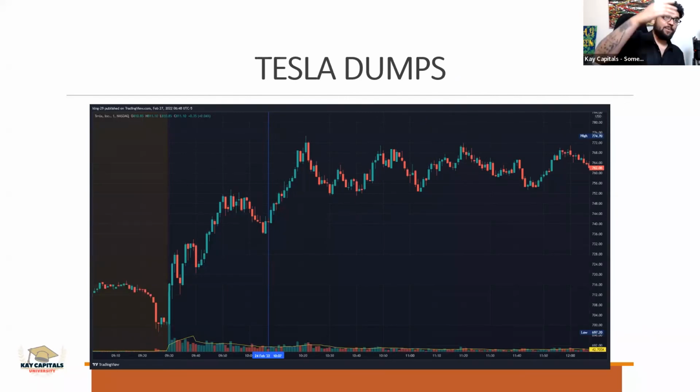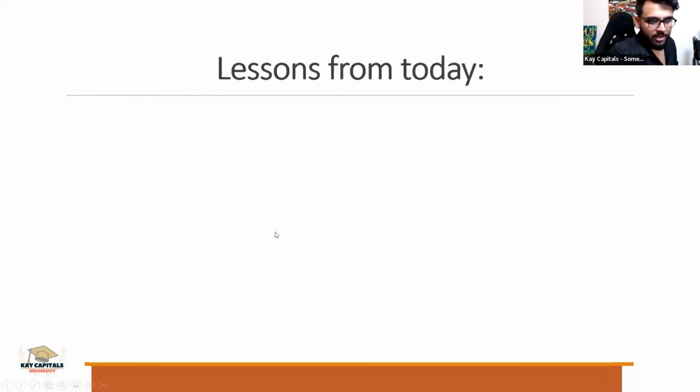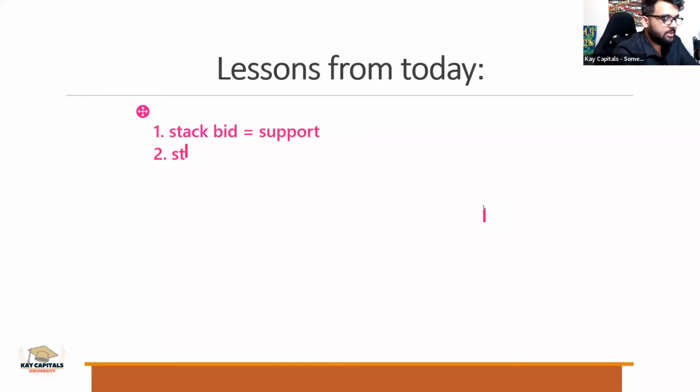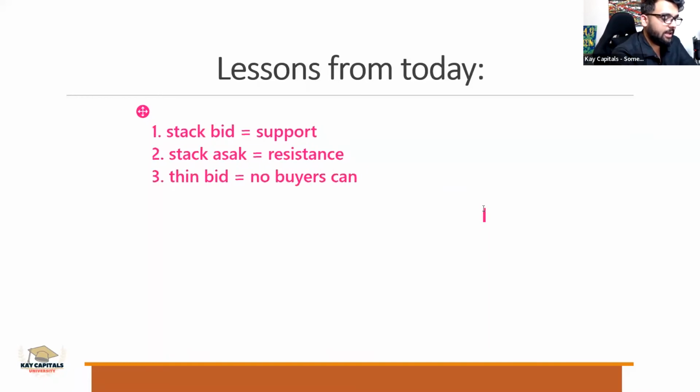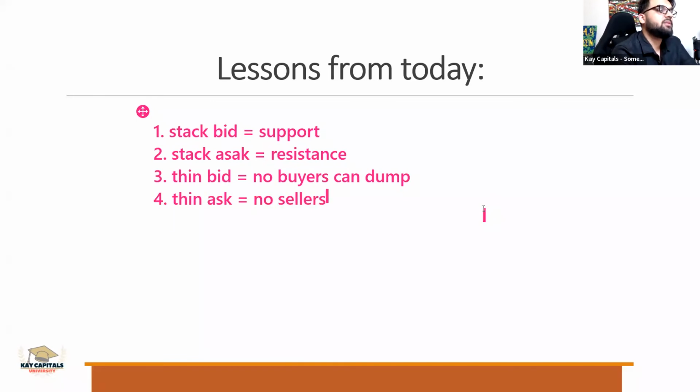Level 2 is simply where you see stacked bids, stacked asks, thin bids, thin asks, and on the time and sales, you want to see aggressive buying and aggressive selling, right? So let me review a little bit, so you guys can take screenshots of this after. First, what is stacked bid? Anybody? There's over 100 people. You guys need to know what is stacked bid. Stacked bids, or we can say support, right? Stacked ask, that is resistance. Thin bid, no buyers, can dump. Thin ask, no sellers, can rip.